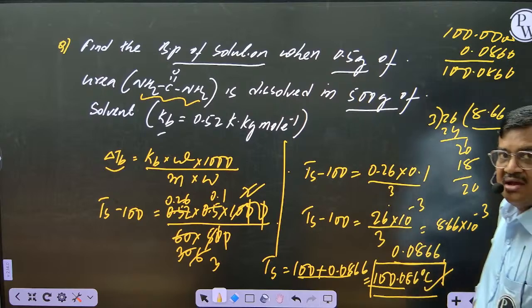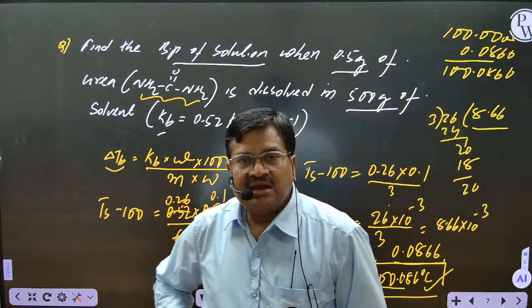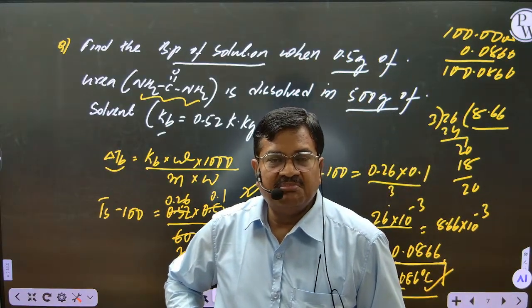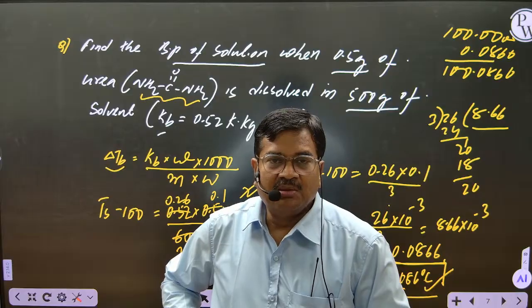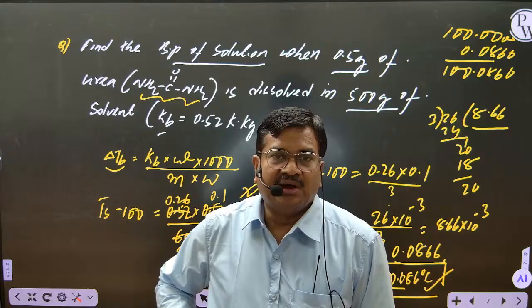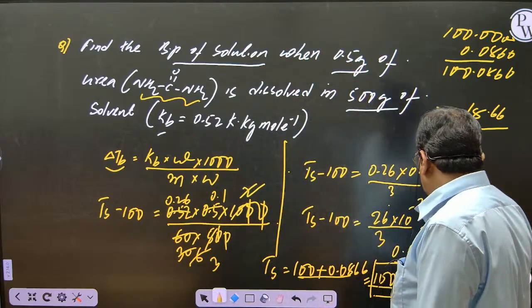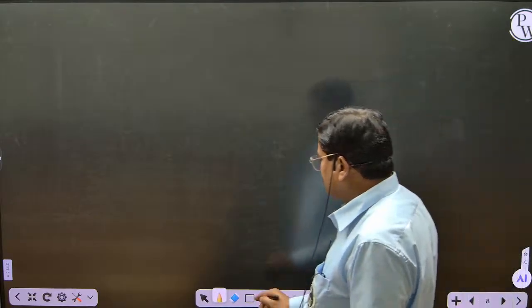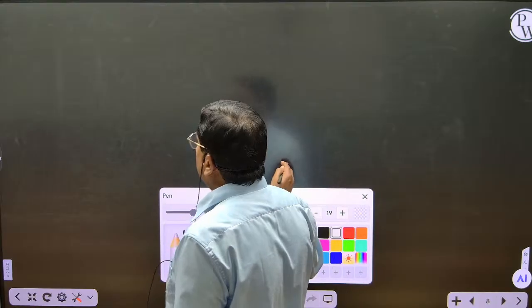Done. Clear? So with this, relative lowering of vapor pressure and elevation in boiling point, we have completed. Now I am going for the third colligative property, depression in freezing point. Right, next heading, depression in freezing point. What is the third colligative property? Depression.